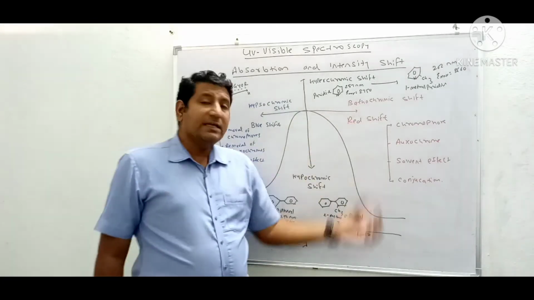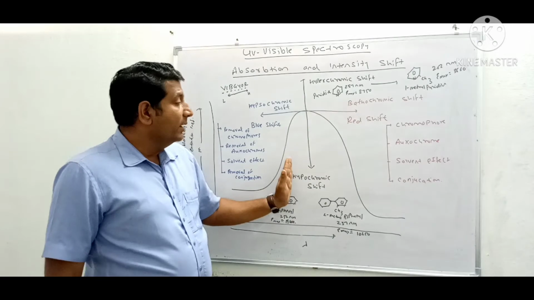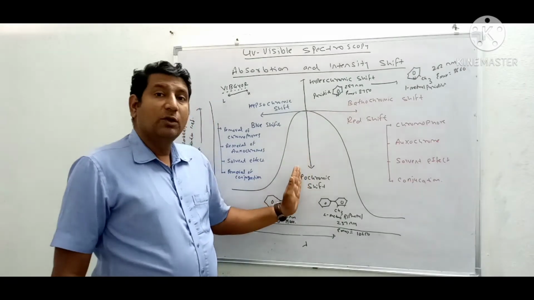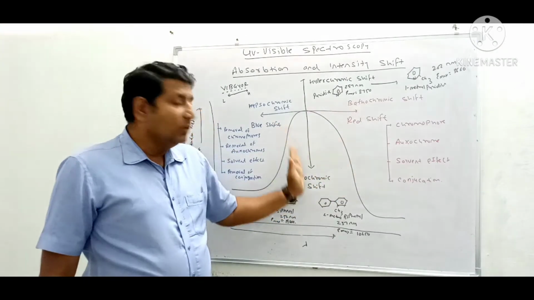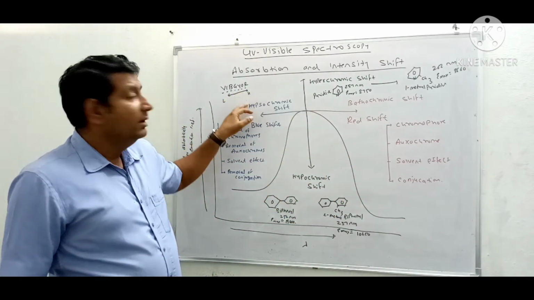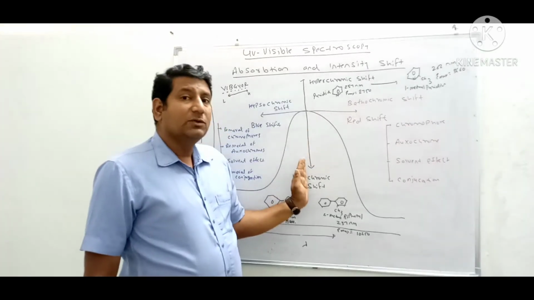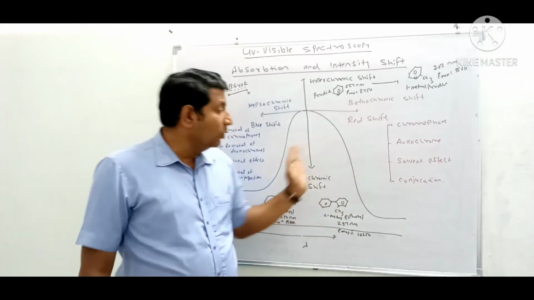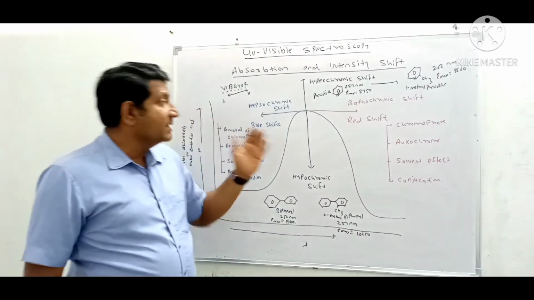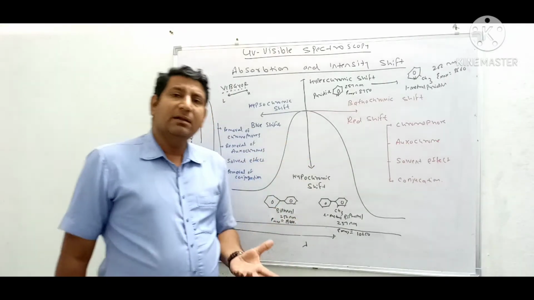It is known as red shift because the wavelength is now transferred from UV light to visible light, that is from 200 to 800 nanometer, and in VIBGYOR, red has the higher wavelength. Since the lambda max is going towards higher wavelength or towards the red side, this is known as red shift or bathochromic shift. What are the reasons behind the bathochromic shift?